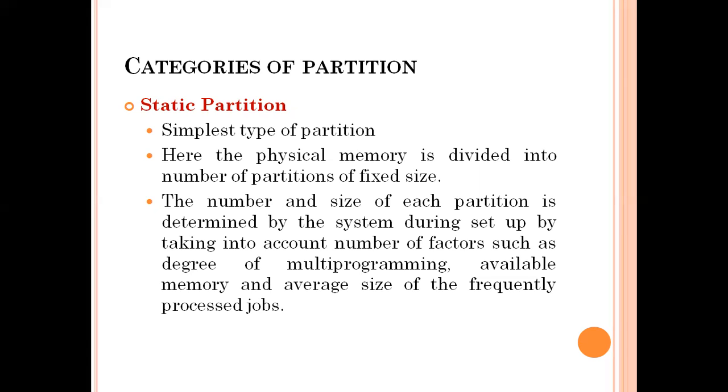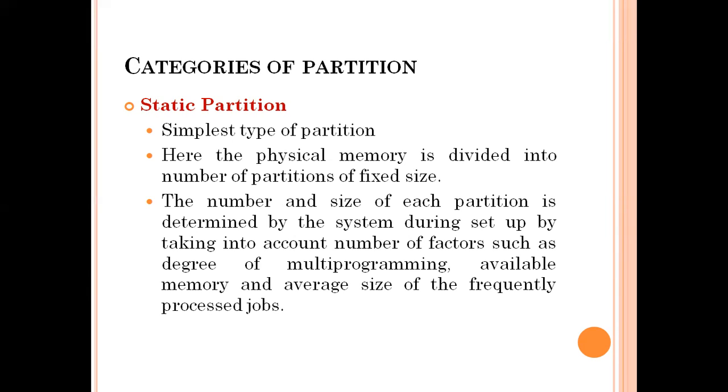But the number of partitions you can make and the size of each partition are determined by the operating system, and the operating system takes into consideration these factors. Suppose you have free memory starting from the address 2000 to 10,000. That means altogether you have 8000 bytes of memory free. If you have 2 jobs, then how many partitions can we make? Only 2 partitions. If you have 3 jobs, you have to make 3 partitions. If you have 5 jobs, then you have to make 5 partitions.